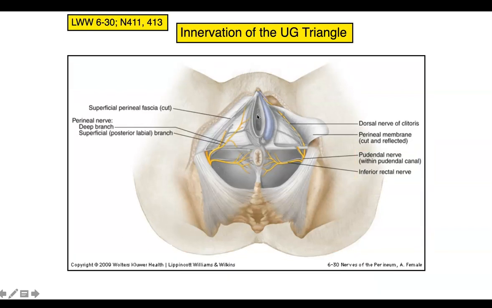In the urogenital triangle, these are the perineal branches, and in the anal triangle, you can see the inferior rectal nerves. Inferior rectal nerves, in both male and female, supply the external anal sphincter muscle. So the pudendal nerve is the major nerve for the anal triangle and the urogenital triangle. All these structures get their nerve supply from the pudendal nerve.